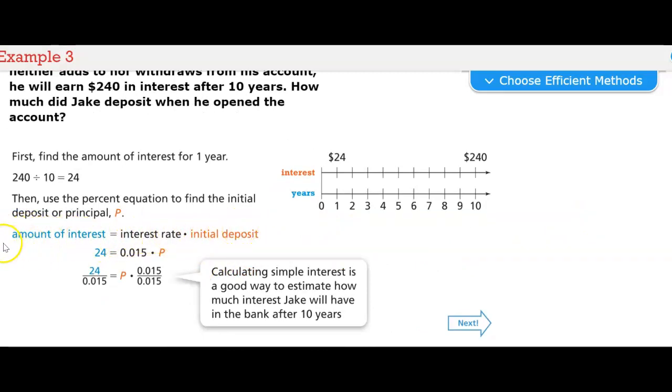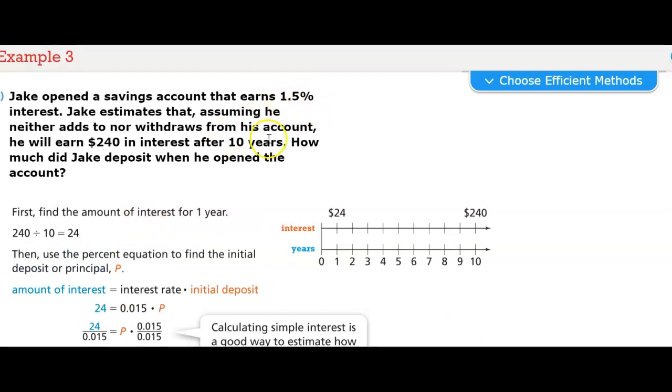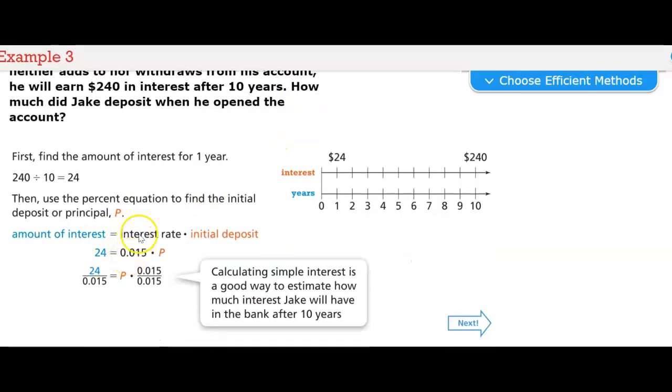the percent equation, and we have the amount of interest equals interest rate times the initial deposit, and then we have amount of interest is $24. The interest rate is 1.5%. They made it a decimal, 0.015, times P, which is the initial deposit that we're solving for. So then we have to divide both sides by the interest rate, and we get 1,600. So Jake initially deposited $1,600.